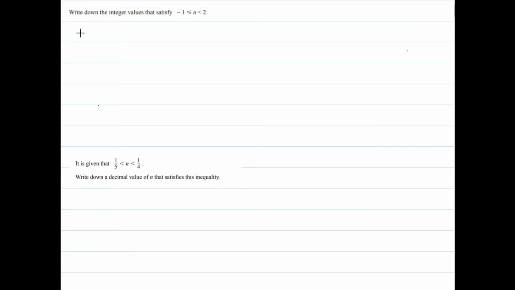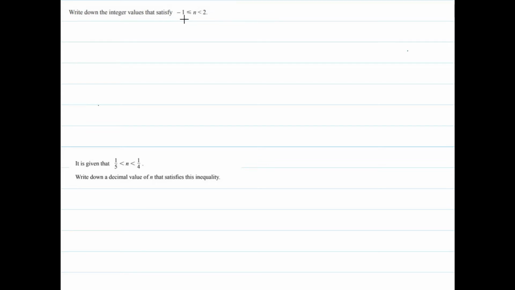Compound inequalities are statements in which you see more than one inequality sign in a single sentence. So I'll explain this concept with the help of a few examples. So let's start. The first question is: write down the integer values that satisfy this given inequality.